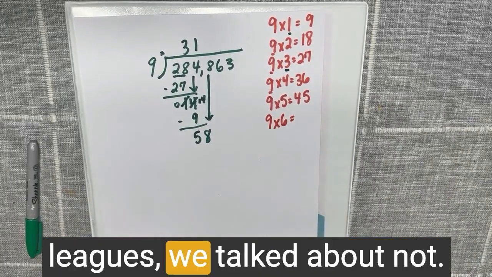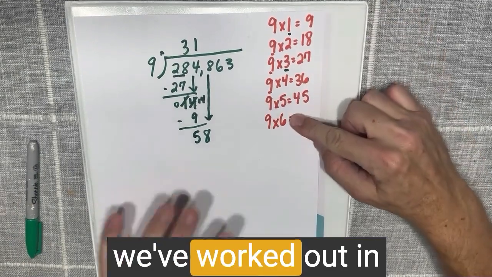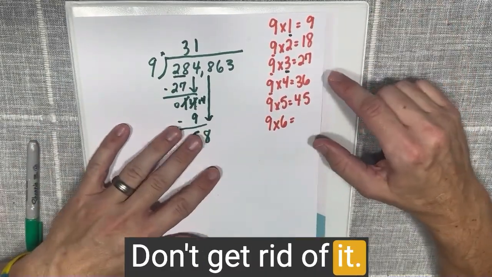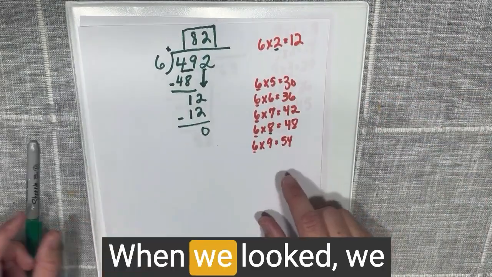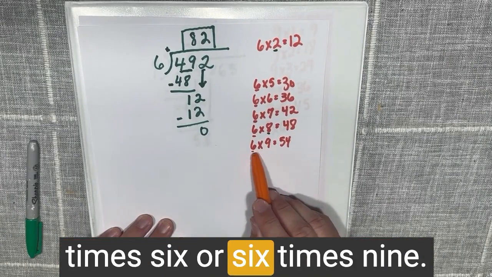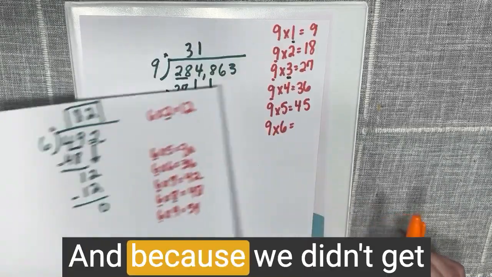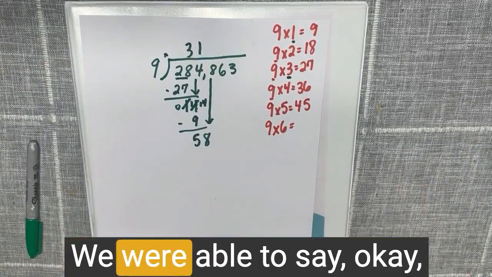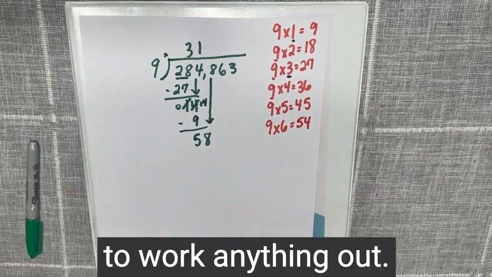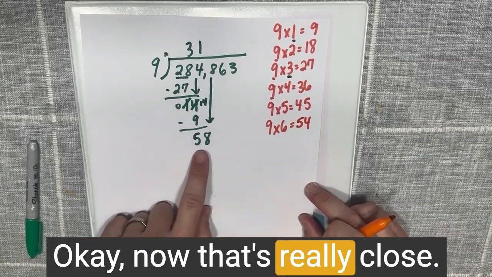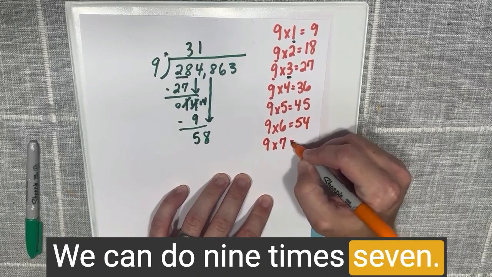Now remember, mathletes, we talked about not erasing any times tables that we worked out in any previous problem. Don't get rid of it, okay? And when we look back at a problem earlier, we already worked out 9 times 6 or 6 times 9. It was 54. So we actually already know that answer. Because we kept it there, we were able to say, okay, we already know 9 times 6 or 6 times 9 is 54. And it saves you from having to work anything out. Okay? Now that's really close. But we want to double check ourselves. We can do 9 times 7.